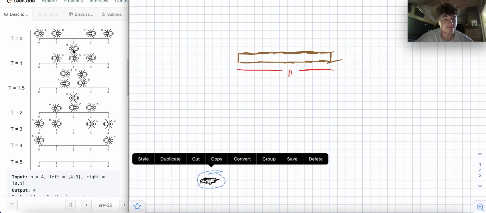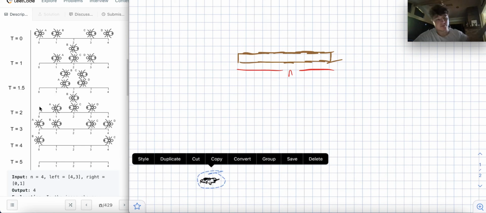So B, which was once going right, is now gonna go left, right? So that's why it changes directions here. But then it's going to hit A at the next second here and bounce off.